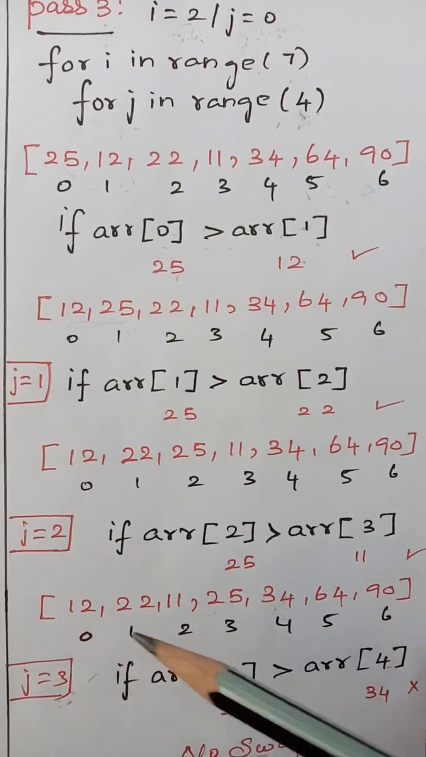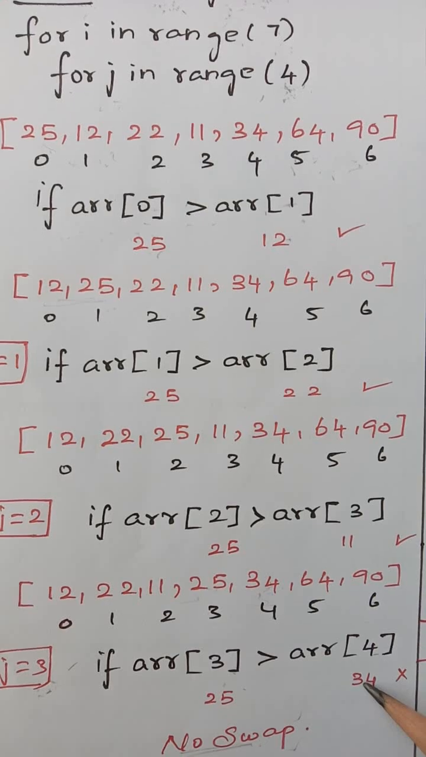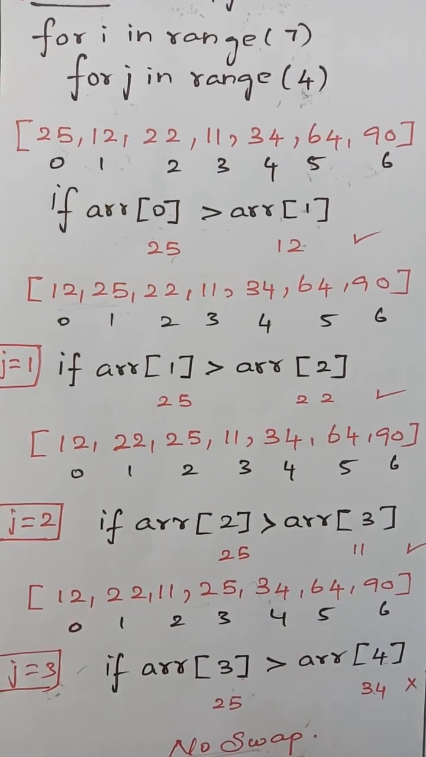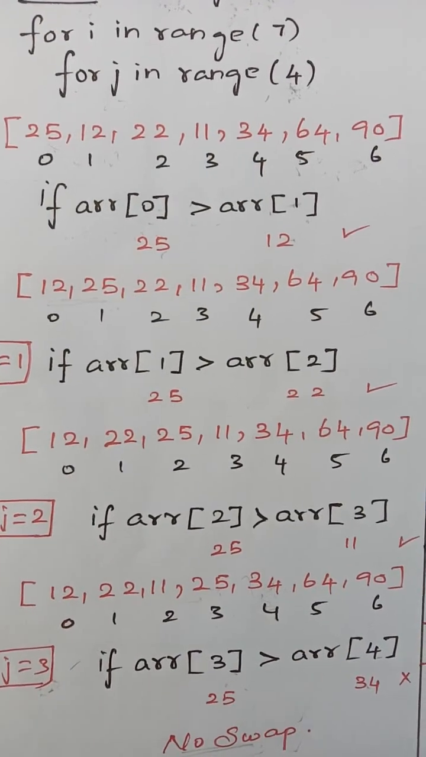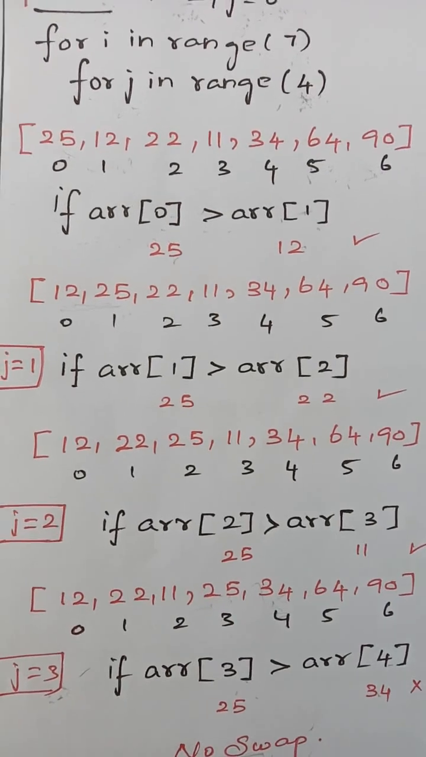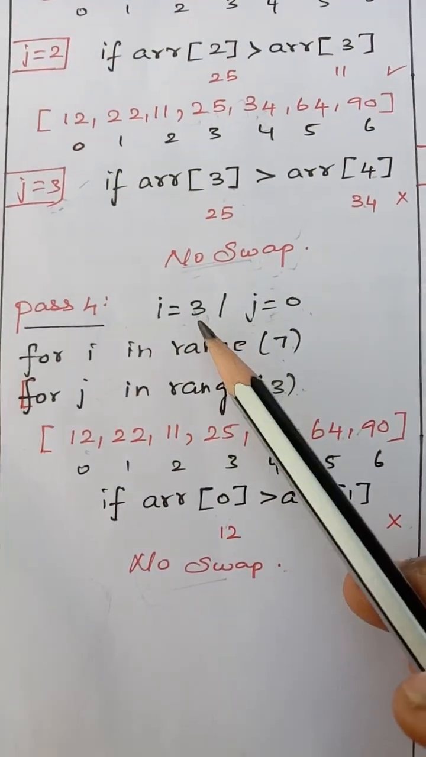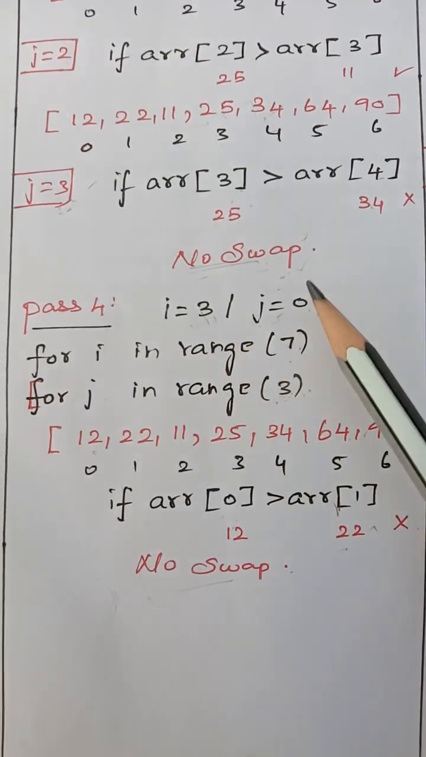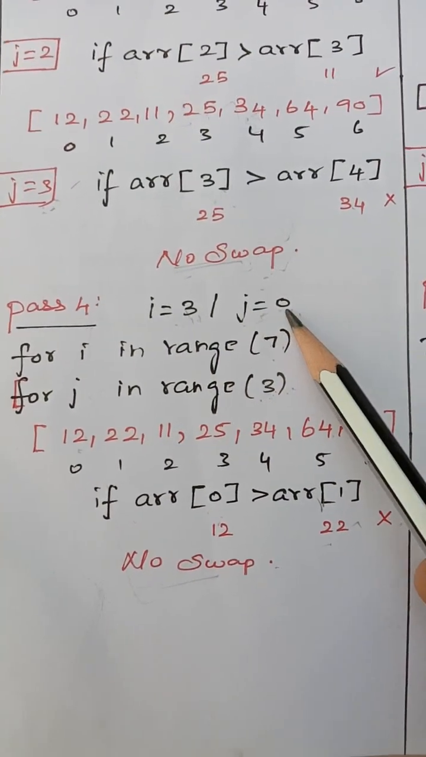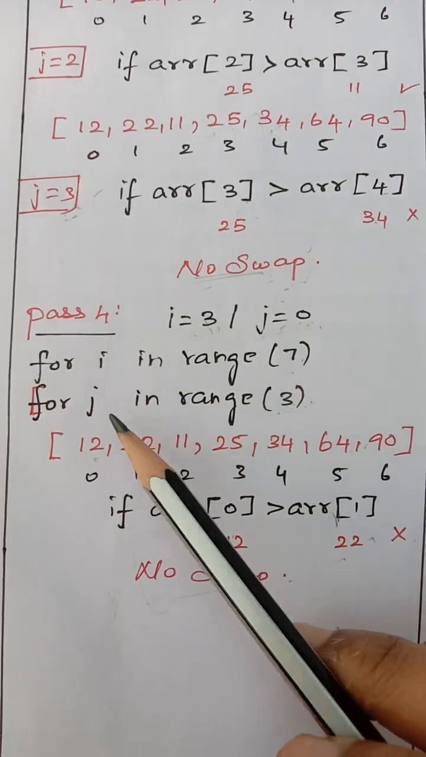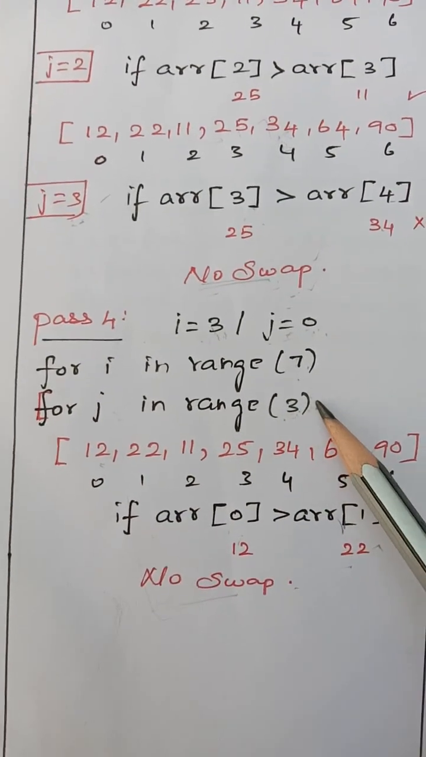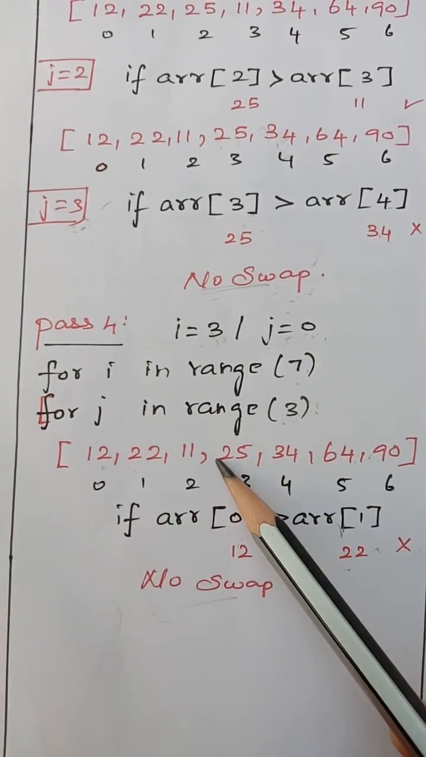What do we have here? 25 greater than 34. The condition is not satisfied, so no swapping occurs. Pass 3 is over now. Let's move on to pass 4. The i value is incremented to 3 and j is equal to 0 at the start. The i range is 7 and the j range is 3 now, so it runs till 2. This is the array we have got from pass 3.